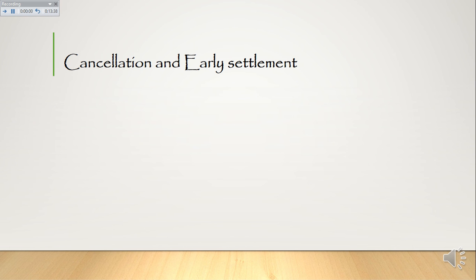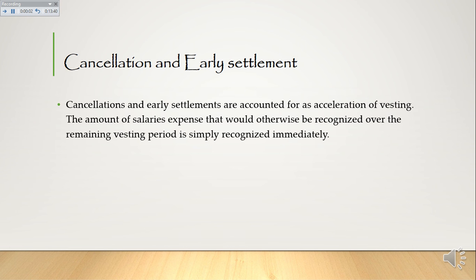Cancellation and early settlement. Cancellations and early settlements are accounted for as acceleration of vesting. What do we mean by this? The amount of salaries expense that would otherwise be recognized over the remaining vesting period is simply recognized immediately. Ang mangyayari dito, any payment made to the employee on the cancellation or settlement of the grant is accounted for as a repurchase of an equity interest or as a deduction from equity.